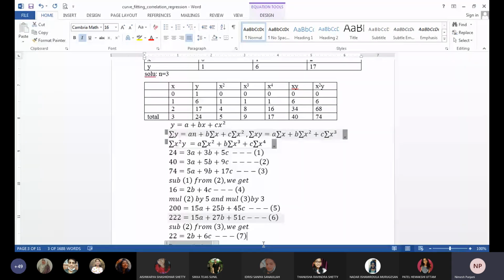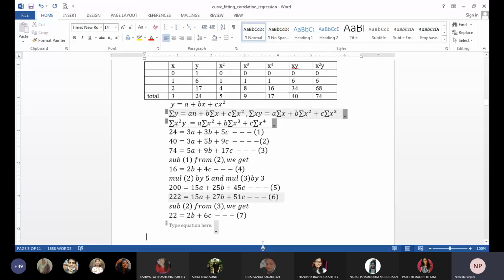Now 4 and 7 को solve करना है. B और C का value मिलेगा. After getting B and C, substituting any one of the equations, you will get the value of A. Right? Now 4 and 7 को solve करके B and C find करना है. After getting B and C, you will substitute B and C in any one of the equations and you will get the value of A.